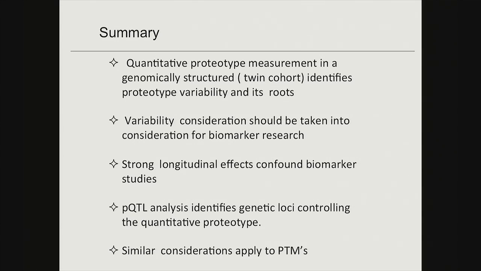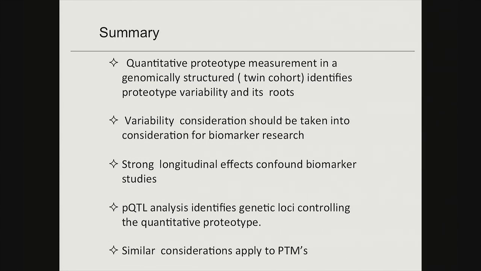What I tried to show in this last vignette is that in the twin cohort, a genomically structured cohort, we can identify, through consistent measurements of the proteome afforded by the methods we discussed this week, high quality data sets. Based on the genomically structured cohort, they allow us to determine the source of variability, where it's coming from. We can not just say proteins are variable; we can also say they're variable because of genetic or other factors.